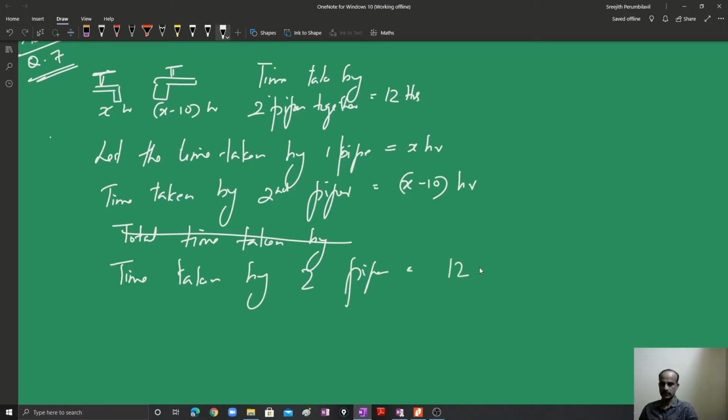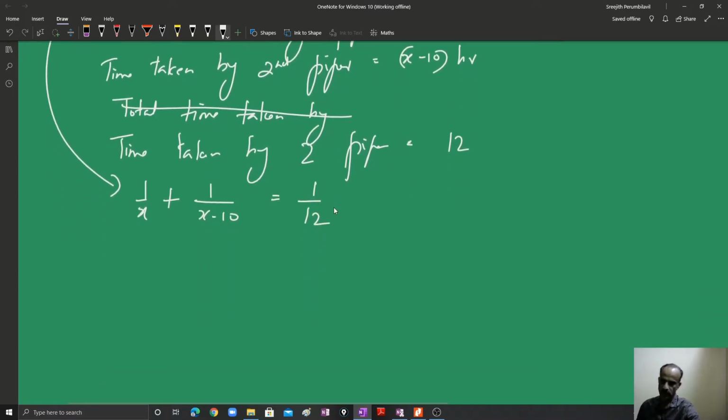12 hours. So in short, if this takes x hours, the portion filled in 1 hour is 1 by x. If this takes x minus 10 hours, the portion filled in 1 hour is 1 by x minus 10. The two pipes together take 12 hours, so the portion filled in 1 hour is equal to 1 by 12. Let us go to the equation. The LCM is x into x minus 10.